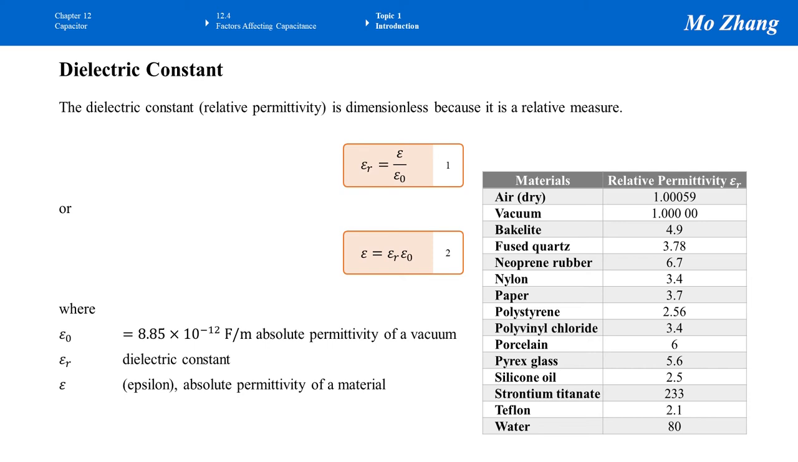times the permittivity of vacuum, where the permittivity of vacuum, epsilon 0, equals 8.85 times 10 to the power negative 12 farad per meter. This is the absolute permittivity of vacuum. Epsilon R is the relative permittivity of a material, which is just a number that represents how many times better it is than using vacuum to boost the capacitance of a capacitor. And epsilon is the absolute permittivity of a material.